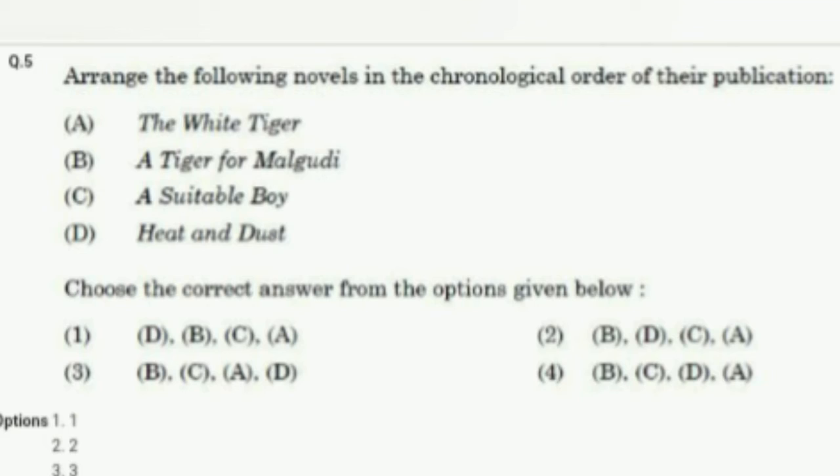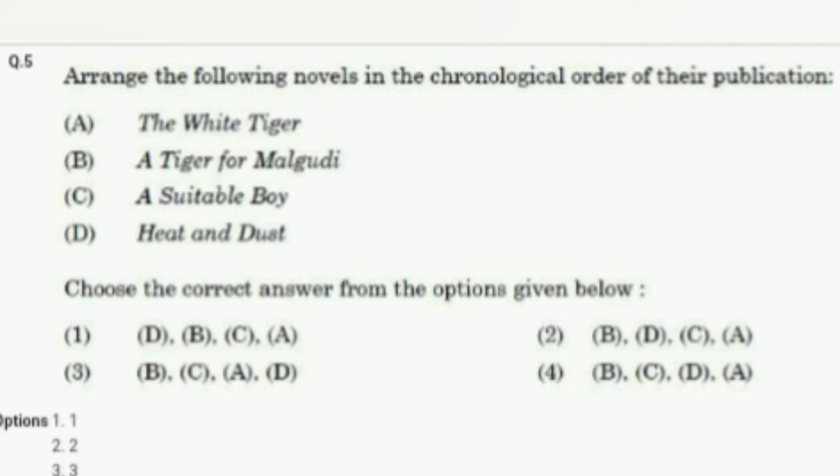Heat and Dust is a 1975 novel by Ruth Prawer Jhabvala. It won the Booker Prize in the same year. A Tiger of Malgudi was published in 1983 as a novel by R.K. Narayan. A Suitable Boy, 1993, is a novel by Vikram Seth. The White Tiger, which is the debut novel of Aravind Adiga, was published in 2008 and it won the Man Booker Prize in the same year.